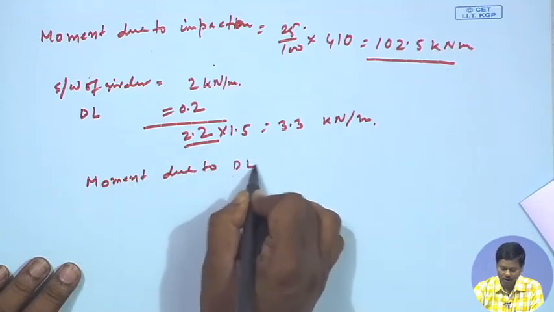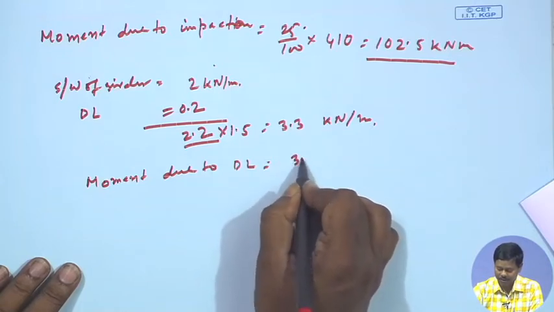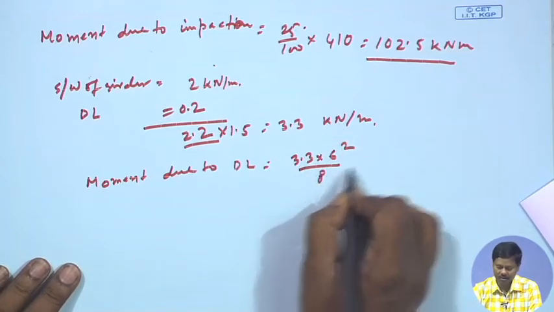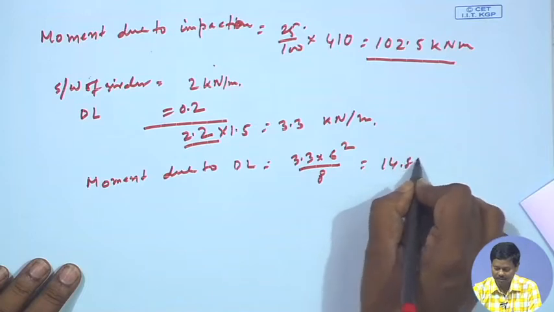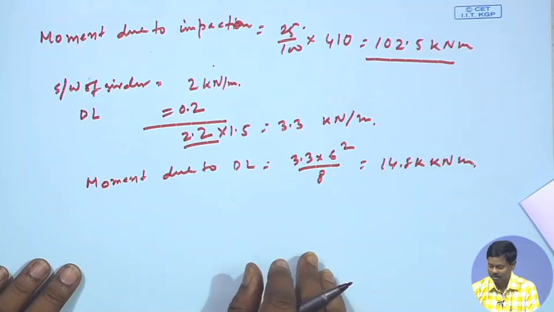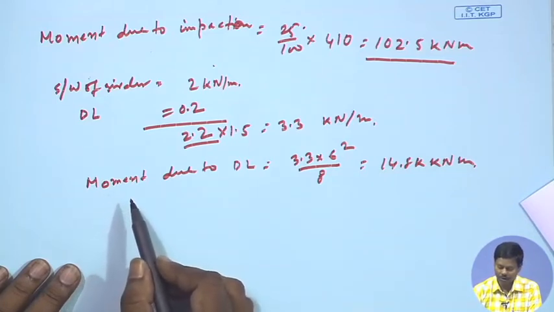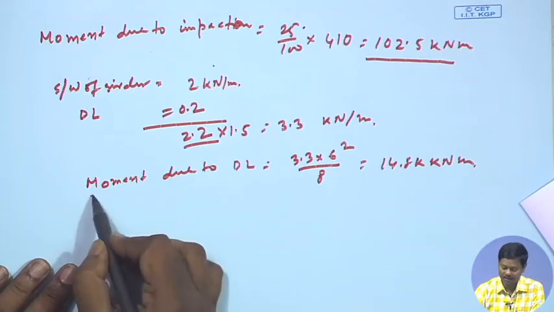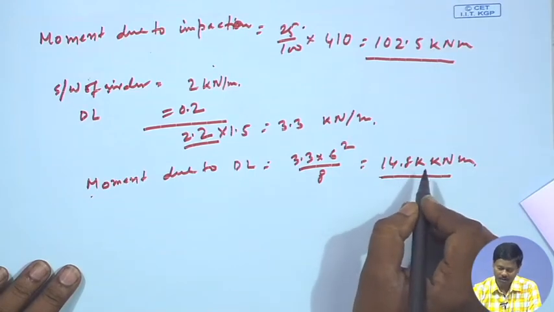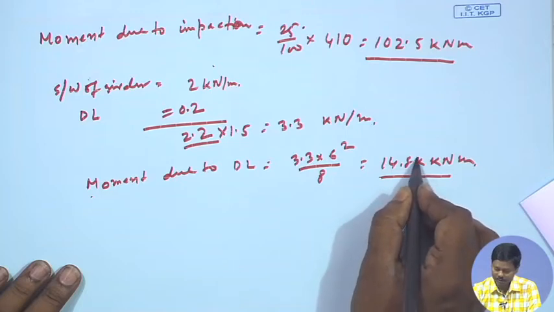So, moment due to dead load I can find out. Due to this dead load I can find out W L square by 8 maximum bending moment. So, 3.3 into 6 square by 8, where 6 is the span length. So, 14.85 kilonewton meter, right. So, one was the maximum bending moment due to the wheel load, another is the maximum bending moment due to self weight and rail weight, right. So, this is 14.85 kilonewton meter.